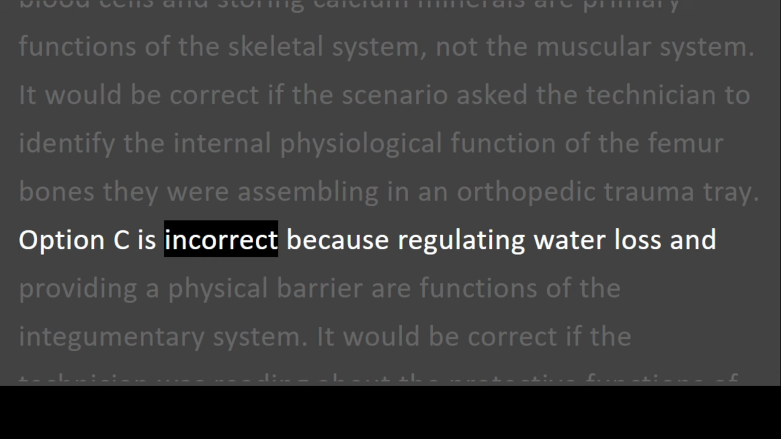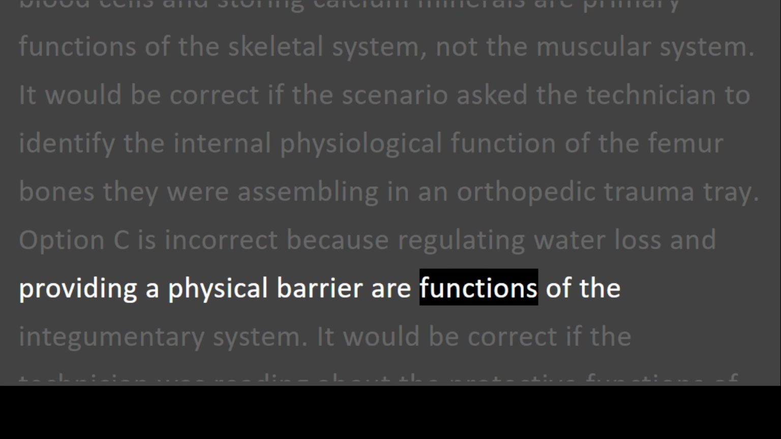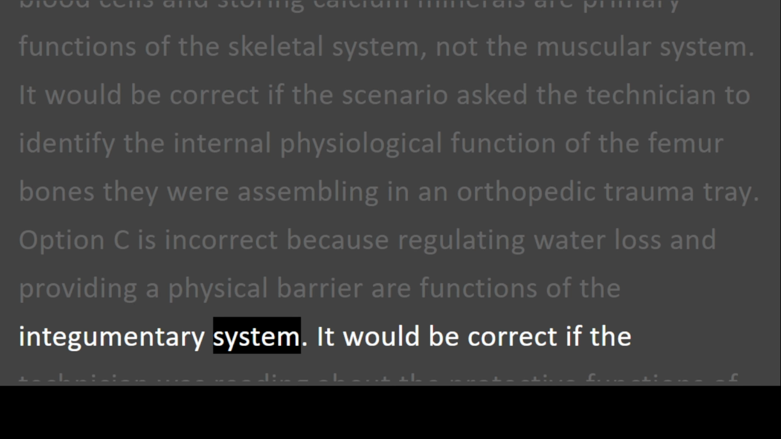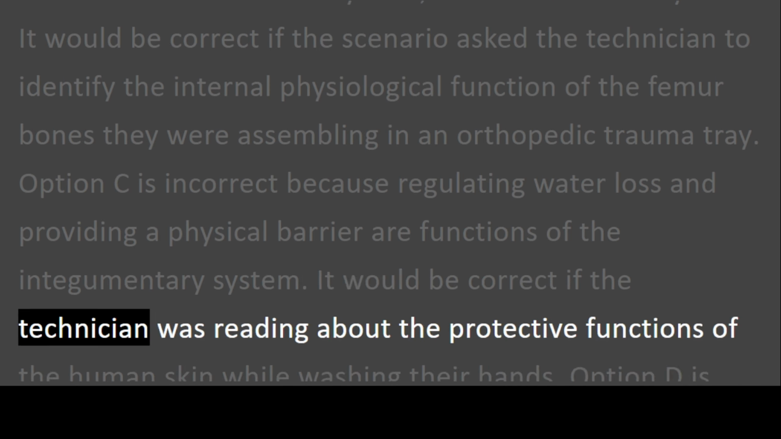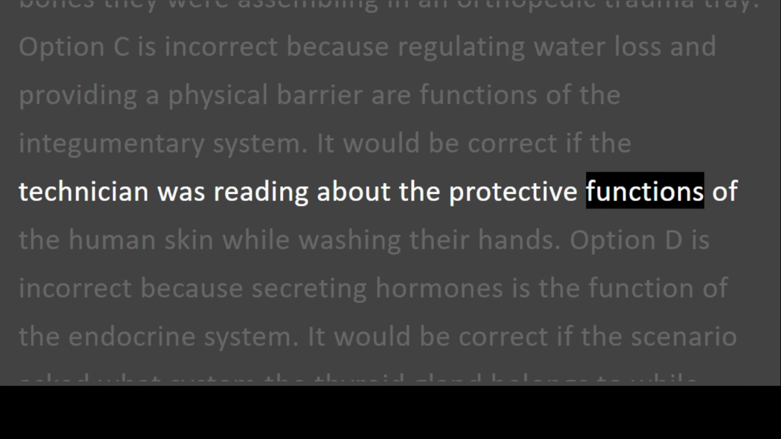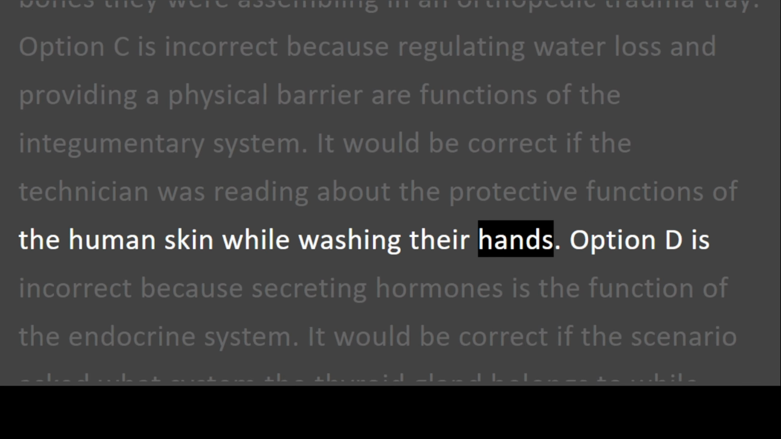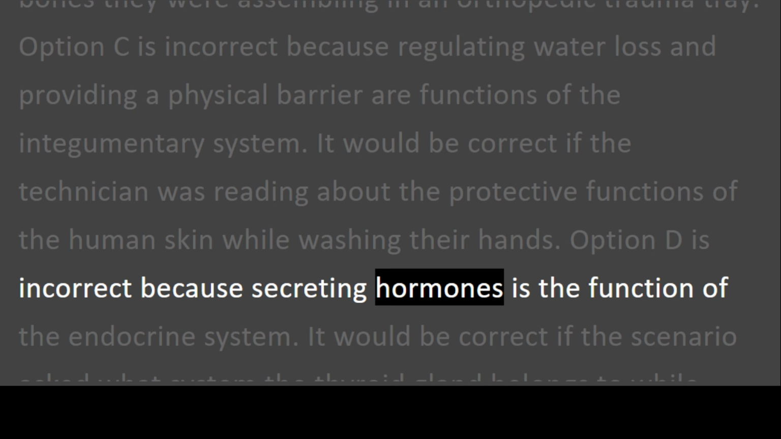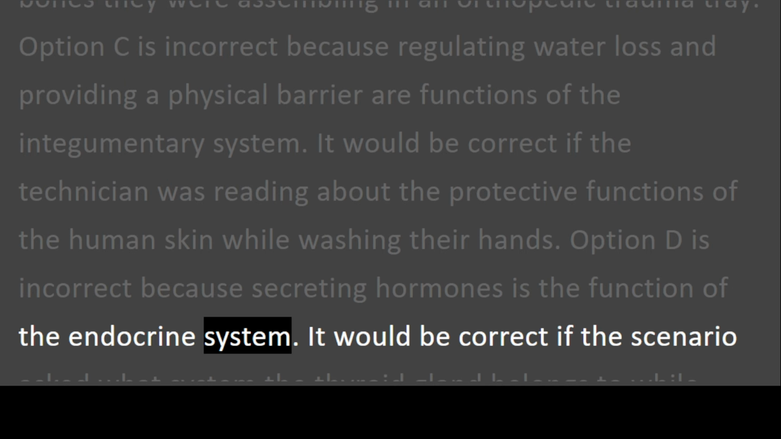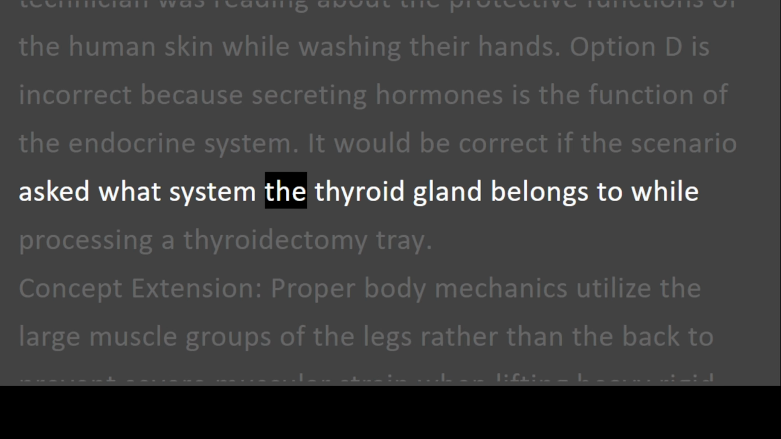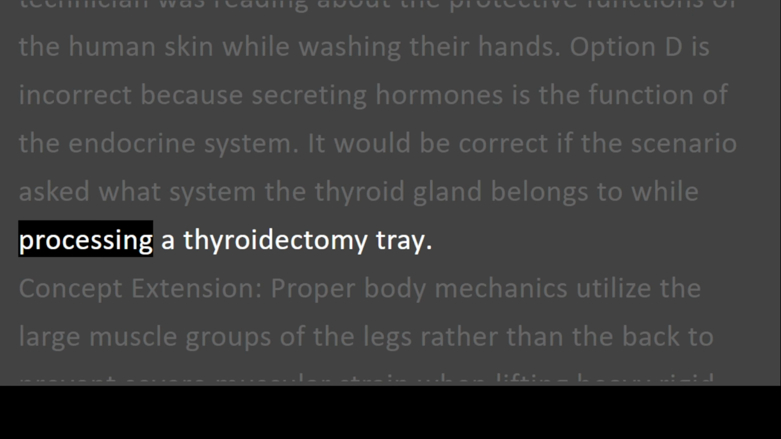Option C is incorrect because regulating water loss and providing a physical barrier are functions of the integumentary system. It would be correct if the technician was reading about the protective functions of the human skin while washing their hands. Option D is incorrect because secreting hormones is the function of the endocrine system. It would be correct if the scenario asked what system the thyroid gland belongs to while processing a thyroidectomy tray.